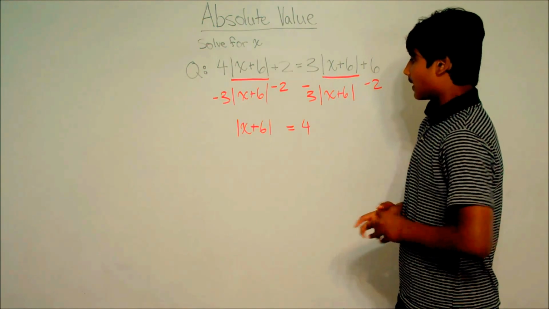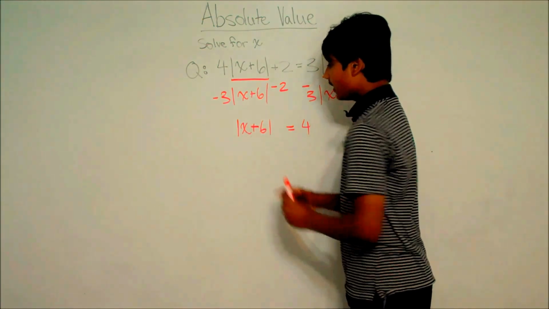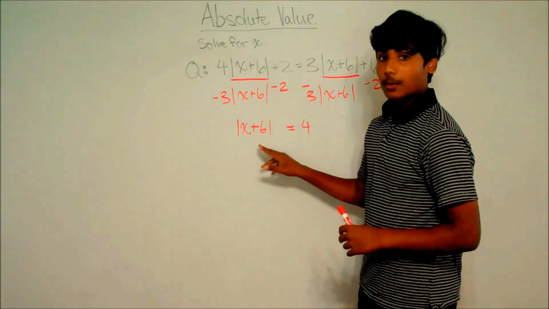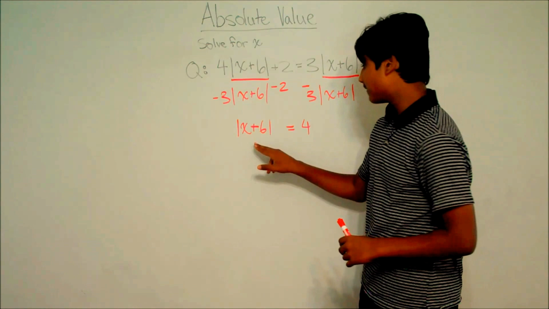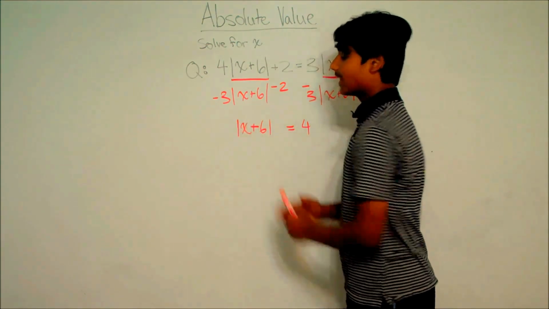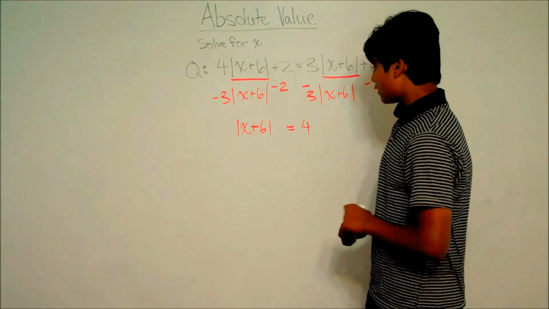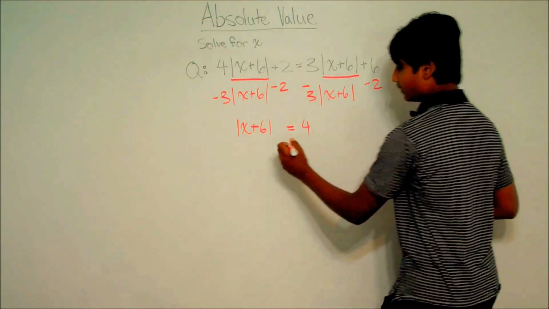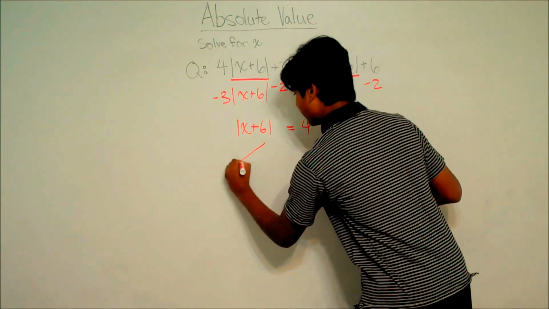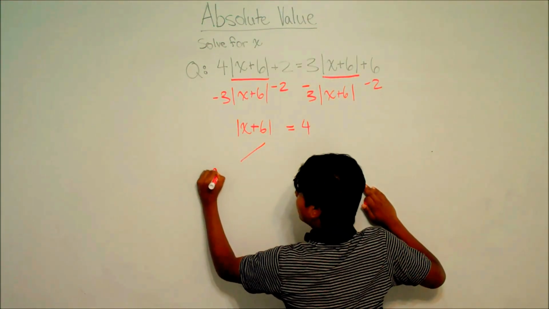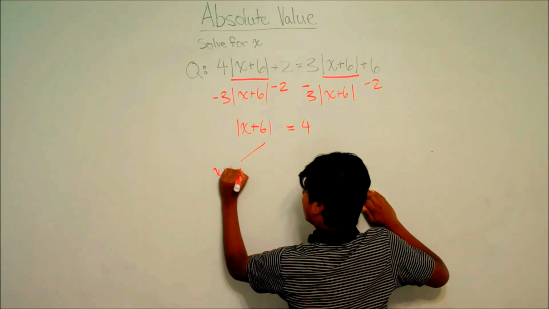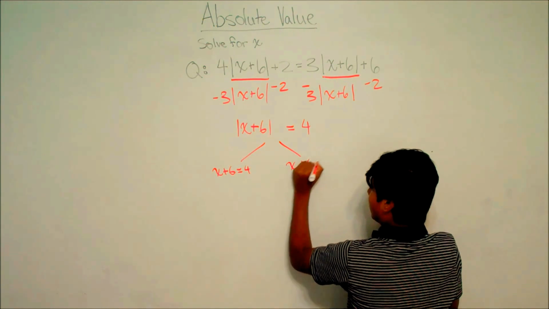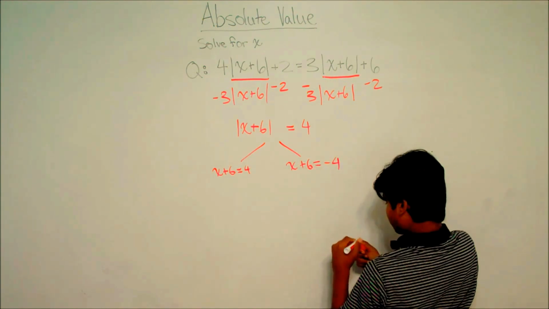So, x is in the absolute value. What absolute value means is that whenever there's a negative number or a positive number, it turns into a positive number if it is inside the absolute value symbol. So, we could write this as x plus 6 is equal to 4, and x plus 6 is equal to negative 4.